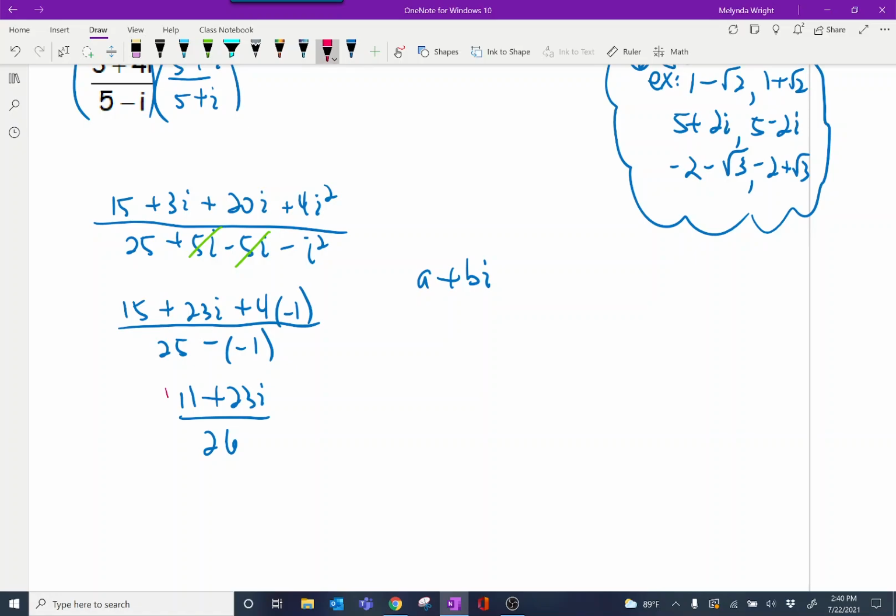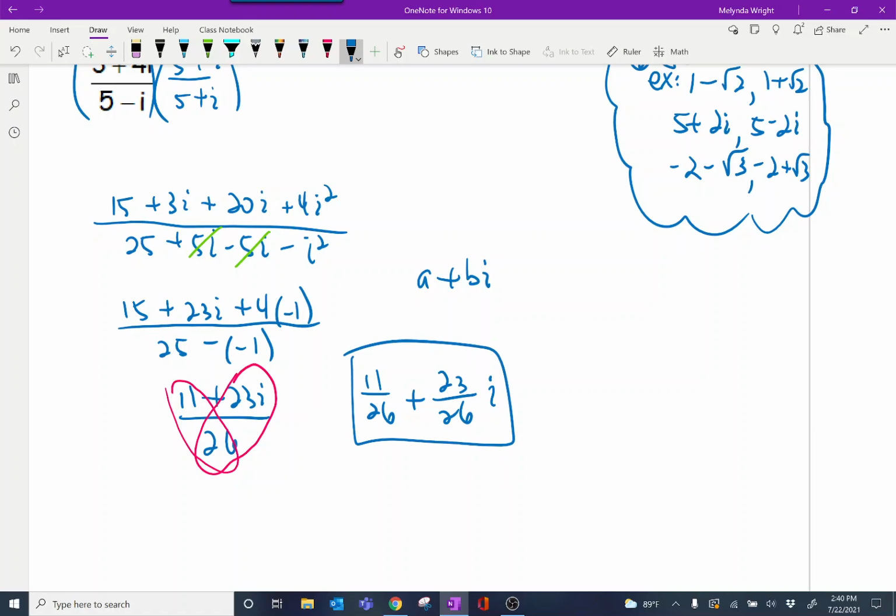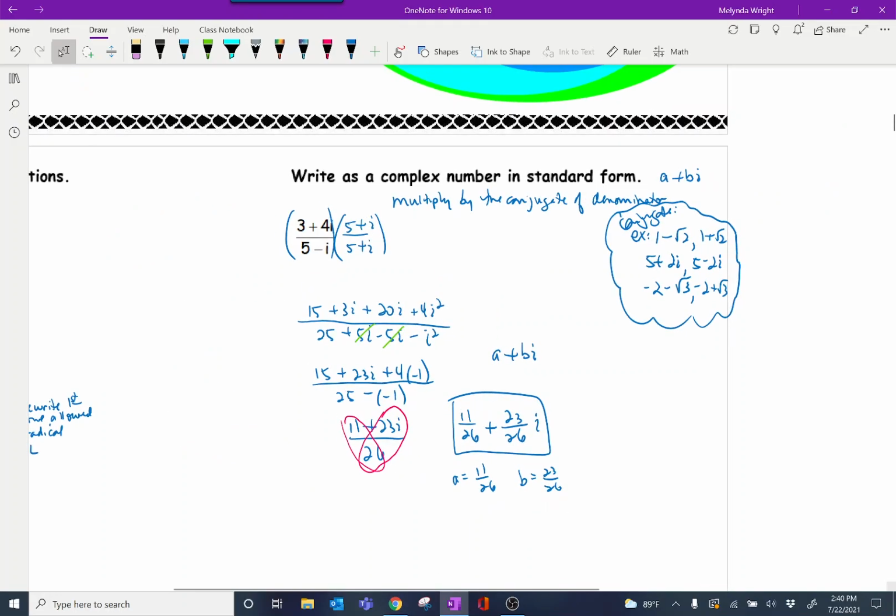So what we're going to do is split this fraction up into two pieces. We finish this up by saying it's 11 over 26 plus 23i over 26. We can put the i up there or we can put the i here; either one is fine. That means a would be 11/26 and b would be 23/26. All right, great. That's our lesson on complex numbers.